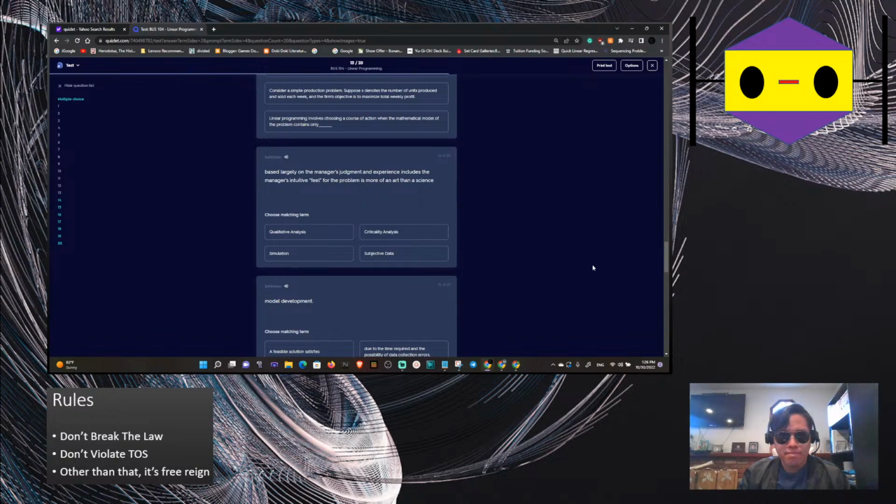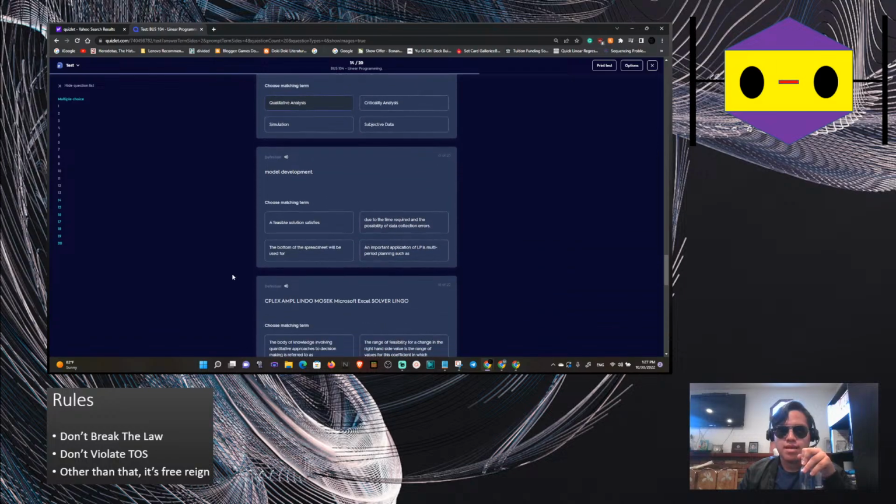Experience includes the manager's intuitive view for the problem. Art. Qualitative analysis. I am basically just guessing. I would just say qualitative analysis, just because I've heard of it in the lectures. All of these came up in the lectures. Even simulation. Okay, well, I've heard qualitative analysis more, so I'm going to go with that.